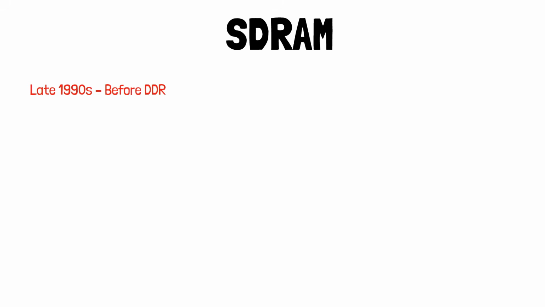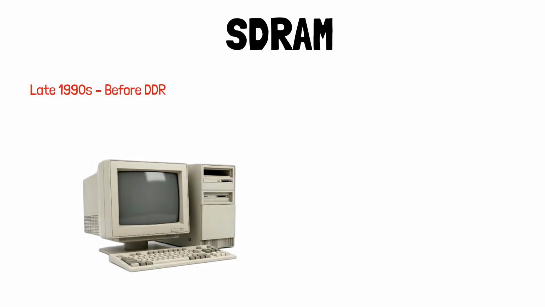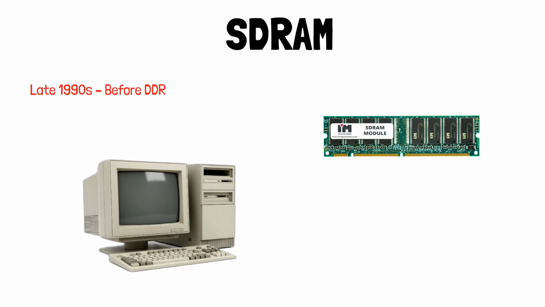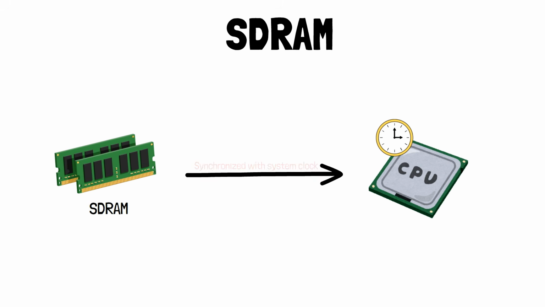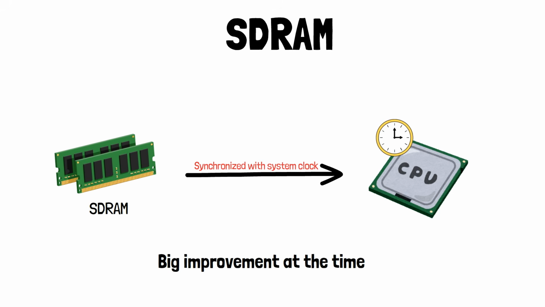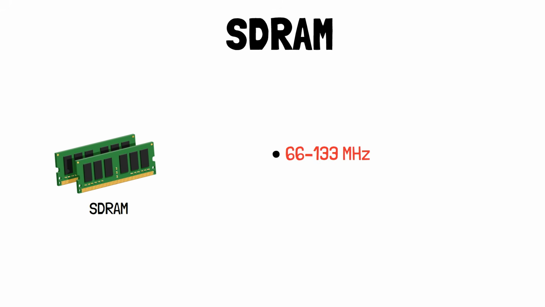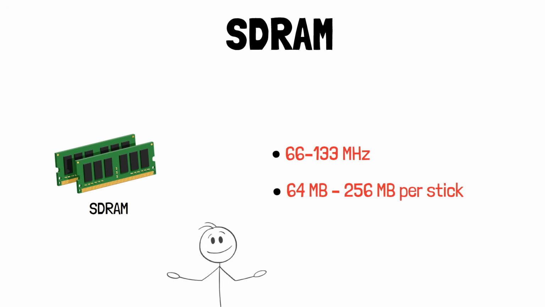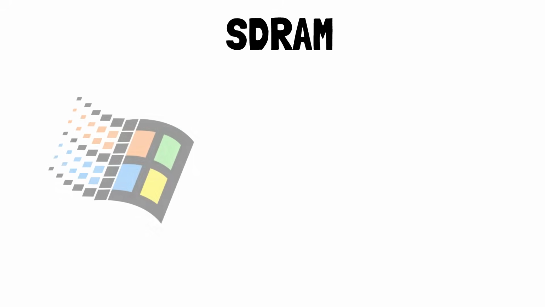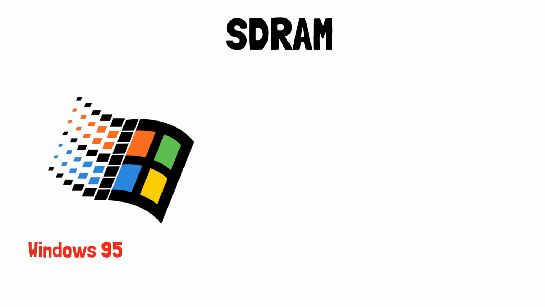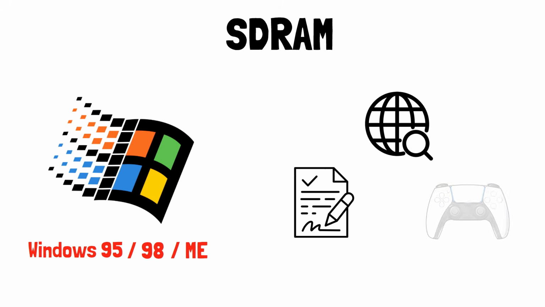SDRAM. Before DDR even existed, most PCs in the late 1990s used SDRAM, which stands for Synchronous Dynamic Random Access Memory. This RAM synchronized itself with the system clock, which was a major improvement over older memory types. SDRAM typically ran at 66 to 133 megahertz, and most systems had 64 megabytes to 256 megabytes per stick, which sounds tiny today. At the time, this was enough for operating systems like Windows 95, Windows 98, and Windows ME, basic web browsing, office work, and simple games.